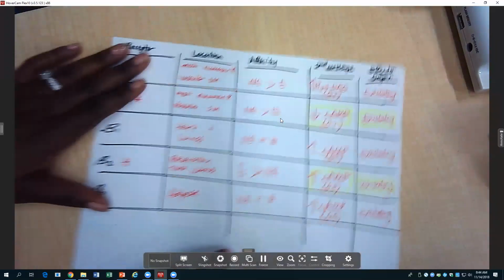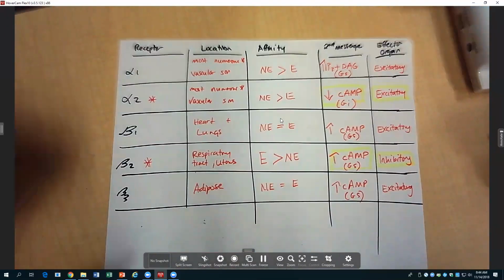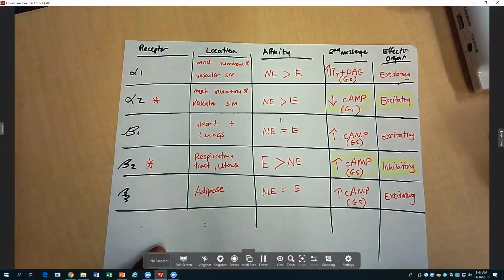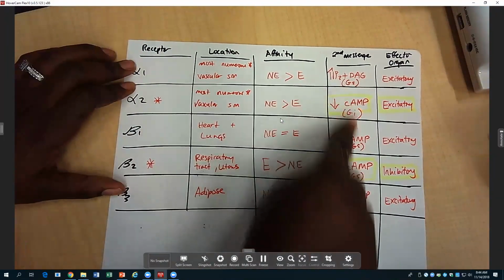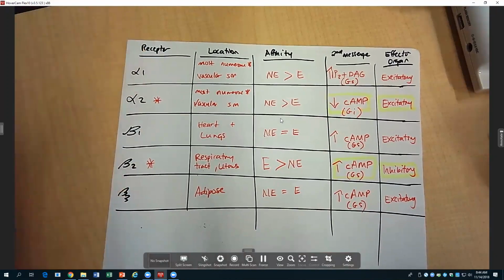Okay, if we don't have any other questions, I'm going to run through these receptors really quickly for you. Okay, we talked about these 5 adrenergic receptors, right? And we talked about some properties of these receptors. And I'll post these images online just so you guys can have them. You don't really have to watch the drawing.